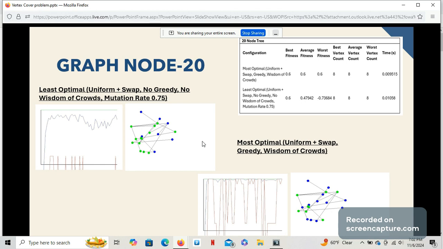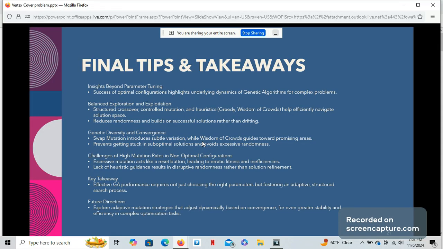So overall, the optimal configuration provided a stable, efficient solution, while the least optimal setup struggled with consistency, leading to excess node selections and less effective coverage. So, some final takeaways.